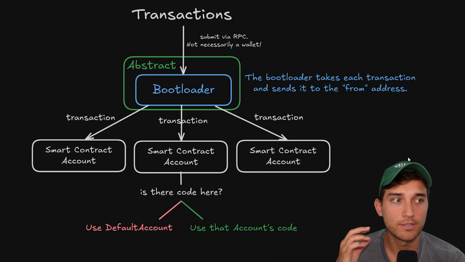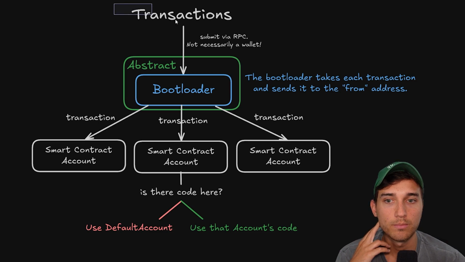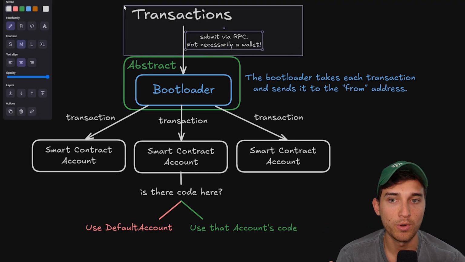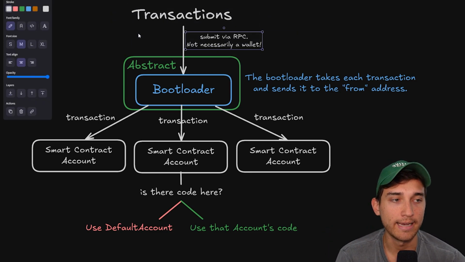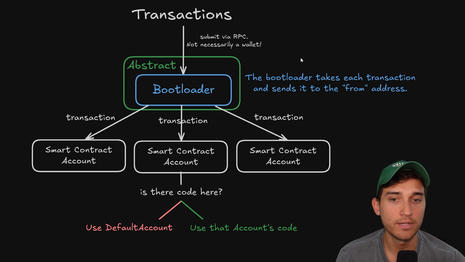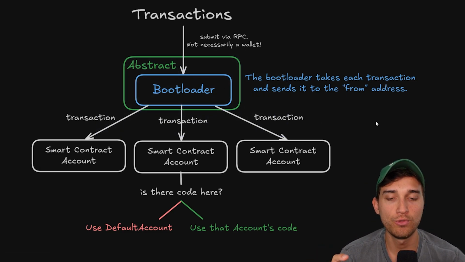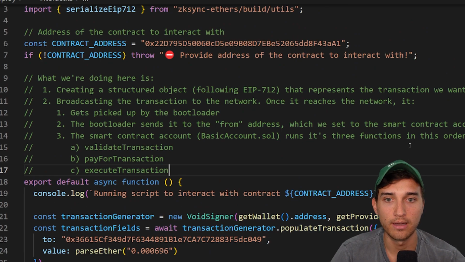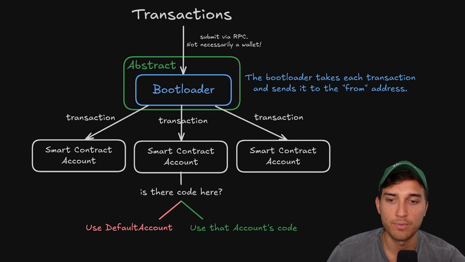So if we go back to our little diagram here, you can see we submit transactions via that broadcast transaction request. Again, it's not coming from a wallet. We're literally just submitting it through the RPC. It has no signature on it. It's just an empty signature. It reaches the chain via the RPC, gets sent to the bootloader. The bootloader takes a look at the transaction and says, okay, the from address says it's coming from this smart contract account. I think it was like 0x609 or something like that. And it sends it to that address here.